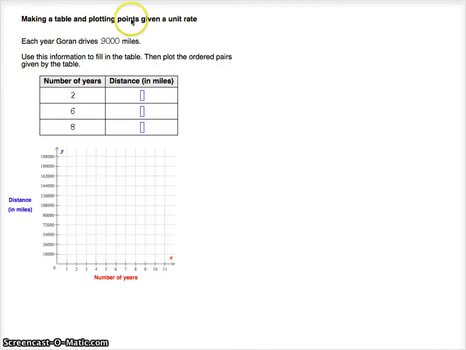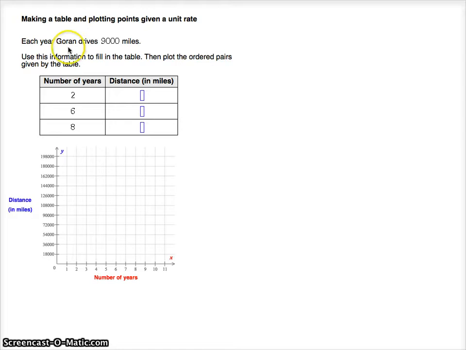Making a table and plotting points given a unit rate. Today we're going to talk about using the unit rate to fill out our table and then plot those points that we found on the XY grid. As you see, it's labeled as number of years to distance in miles. So let's see what our problem says.